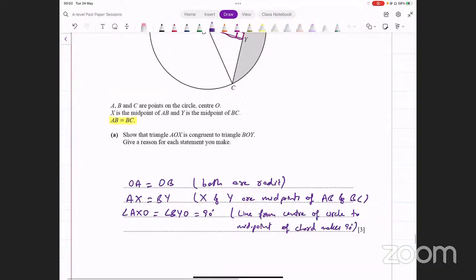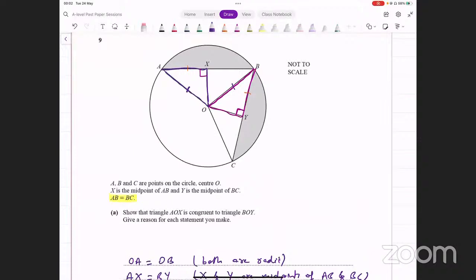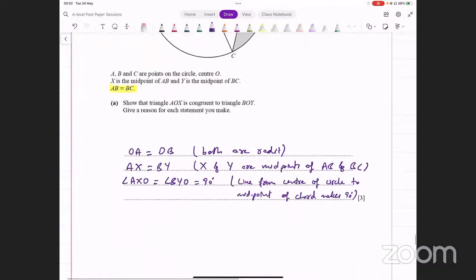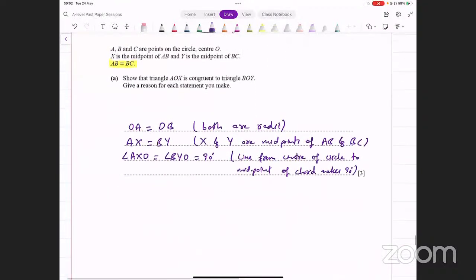So we've got a right angle, we've got the hypotenuse that they're equal, and we've got another side that is equal. तो हम क्या कह सकते हैं? हम कहेंगे AOX and BOY are congruent. Using which property? You'll have to write that down. कौन सी property? RHS यहाँ पे use कर रहा हूँ. ठीक है? So that's one possibility. आपको भी RHS property यहाँ पे apply हो रही है. That's why they are congruent.